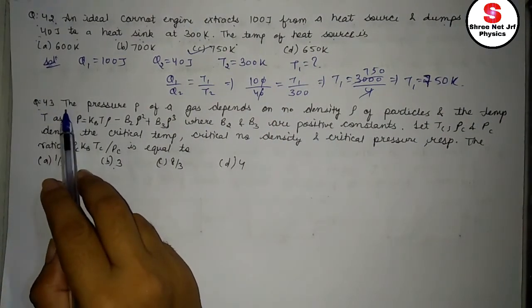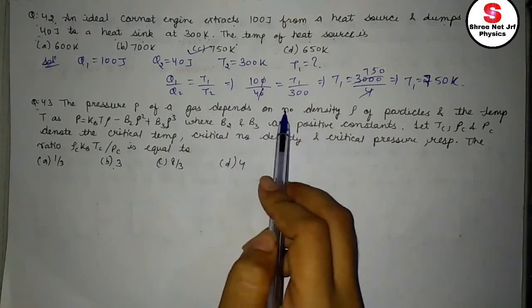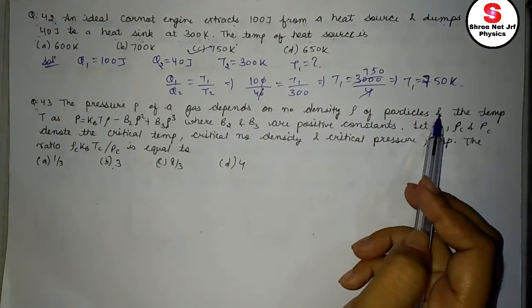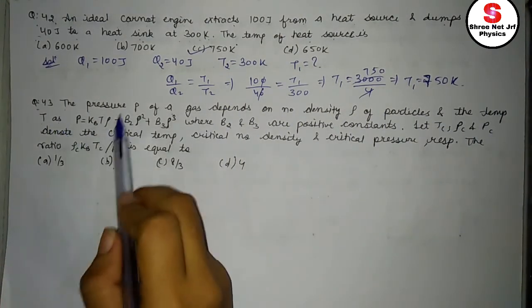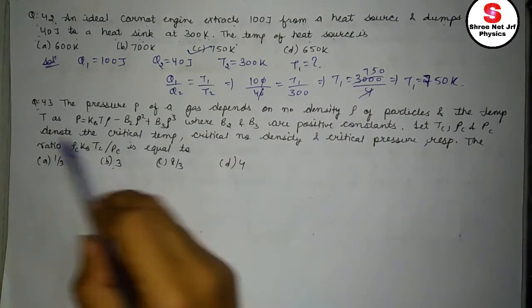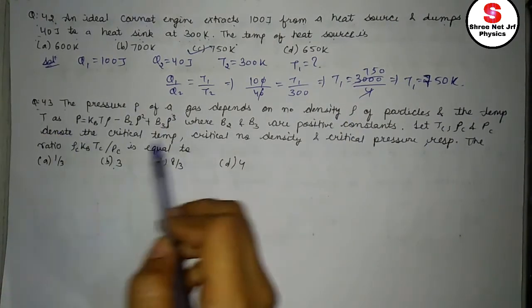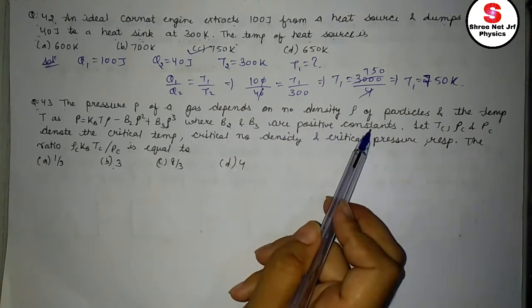Question number 43. The pressure P of a gas depends on the number density ρ of particles and the temperature T. The relation of P with number density ρ and temperature T is given as this, okay, where B2 and B3 are positive constants.